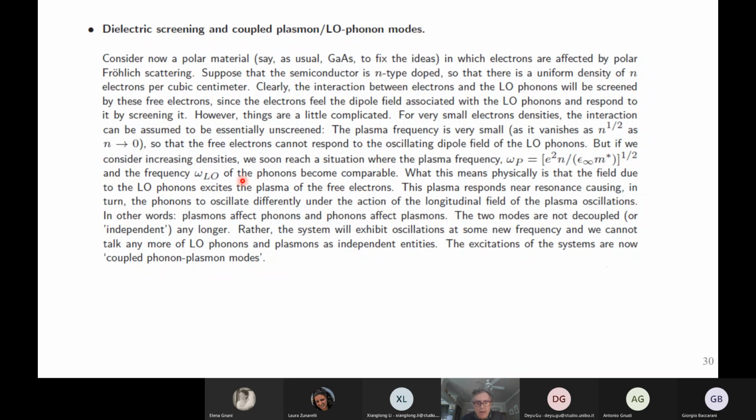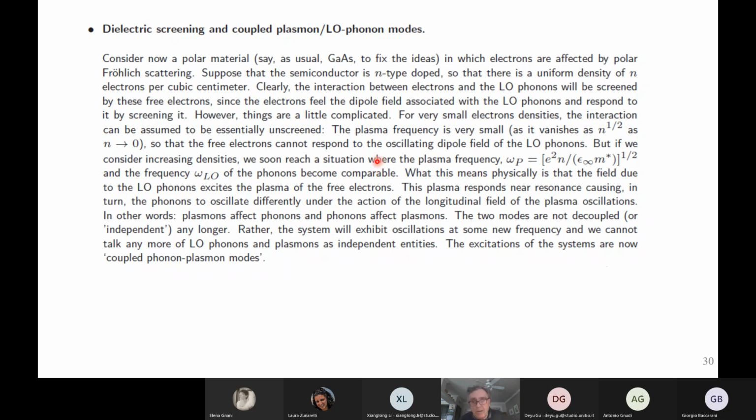What is this? You have a phonon, the phonon creates a dipole field, this dipole field oscillates at a frequency that resonates with the plasmons. So now the plasmon responds, and the plasmon induces a dipole field, an electric field that can excite the phonons. It resonates with the phonons. So you end up with a sort of excitation which is a hybrid. It's neither a plasmon nor a phonon. If you wish, it's a dressed plasmon, or sometimes it's called the hybrid coupled plasmon-phonon mode. So it's a new type of elementary excitation.